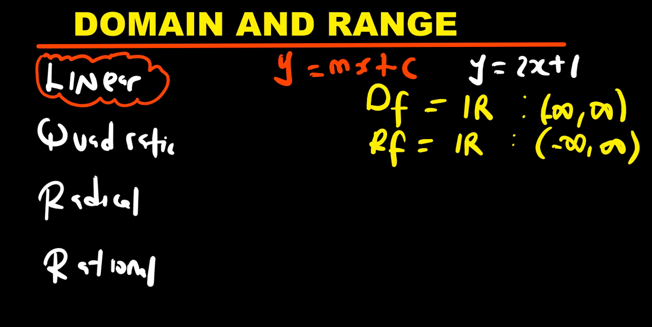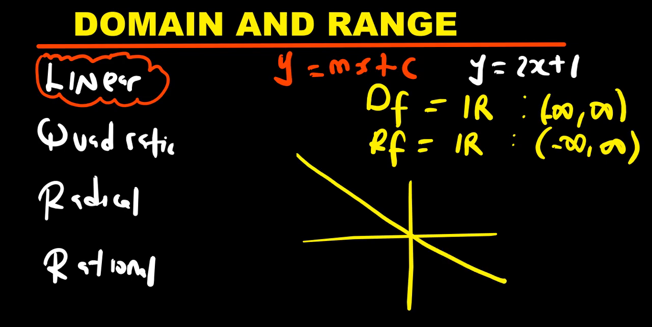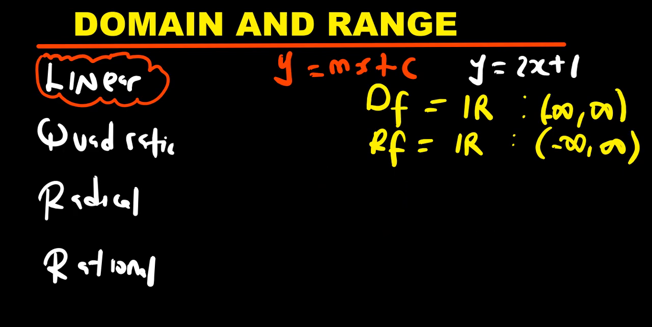Why? Because every x value will have one y value. Everything will exist on a line. If I say this is a line, like if this is the line that we're drawing, everything will exist on this line. So that's what we're talking about. Everything exists. So this is very simple.